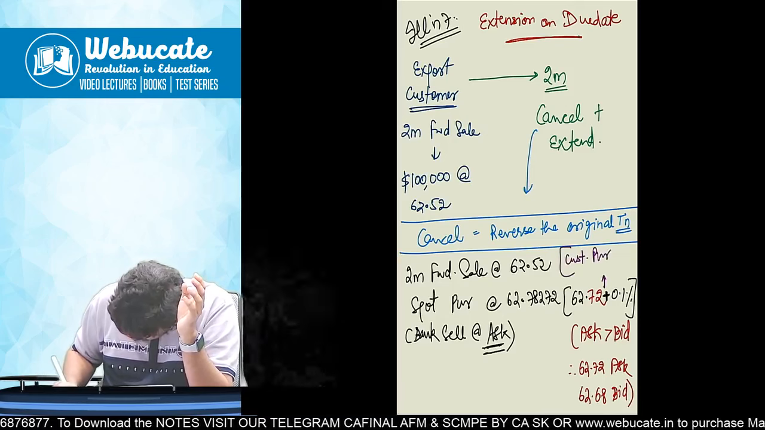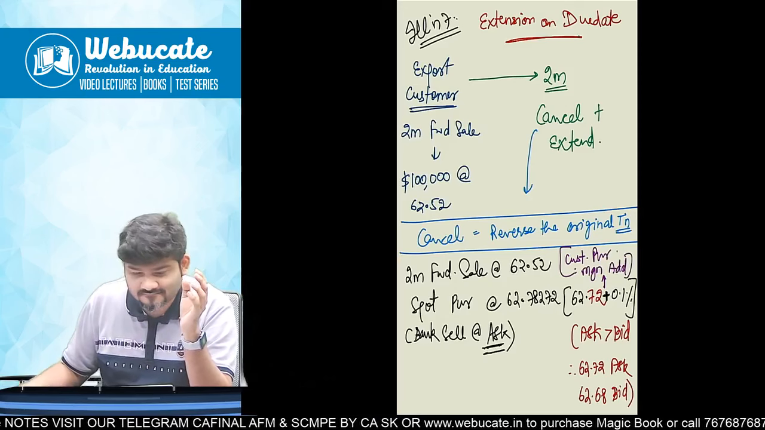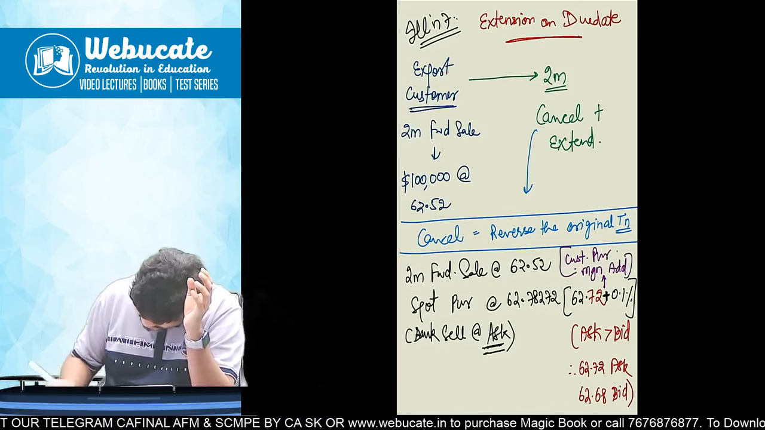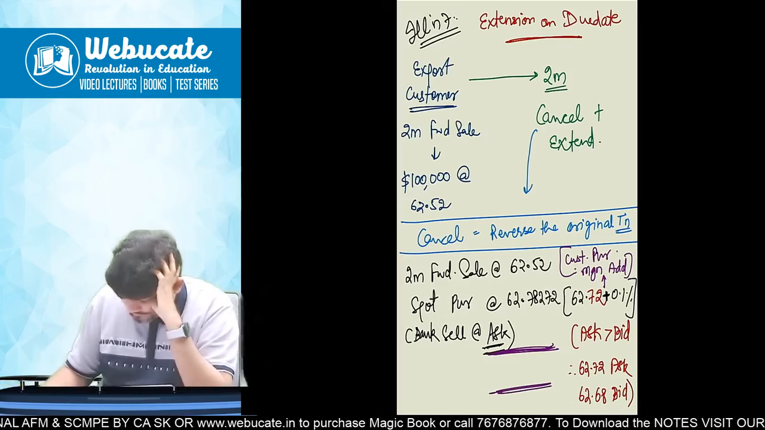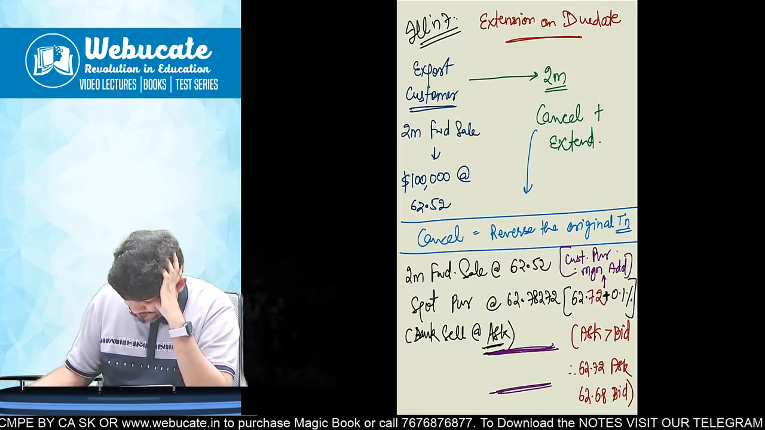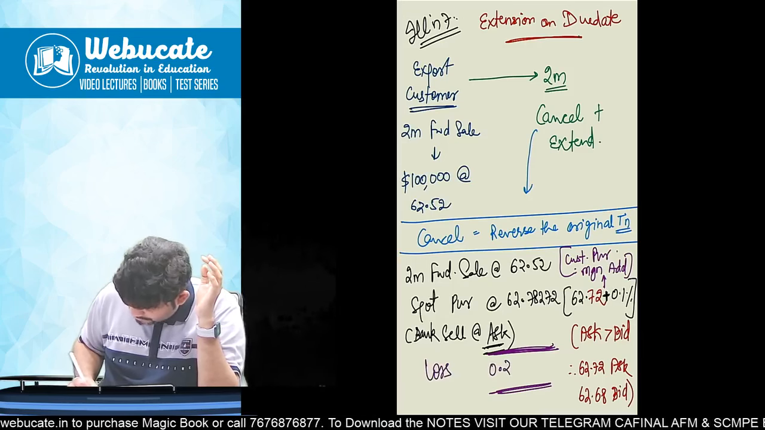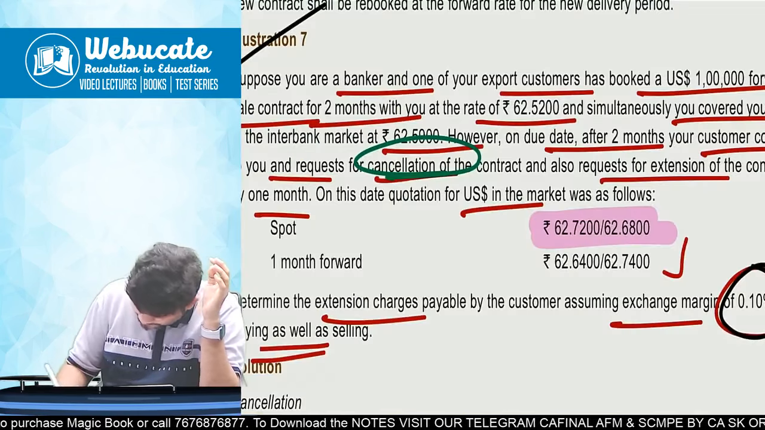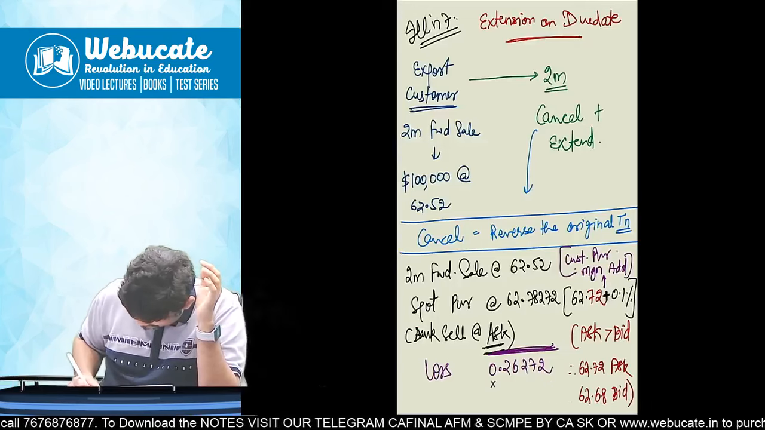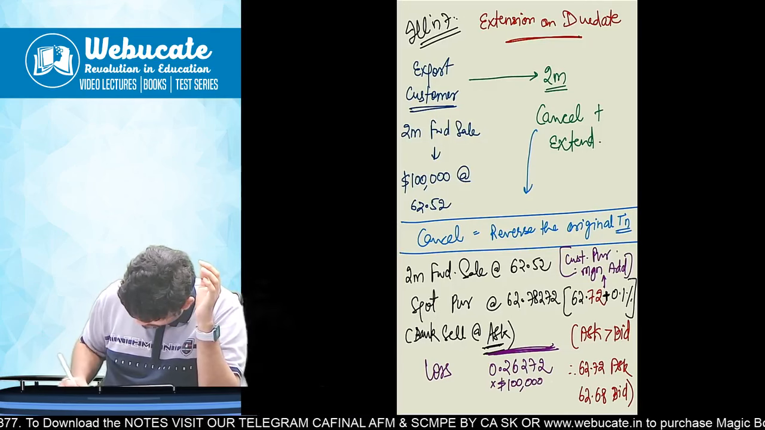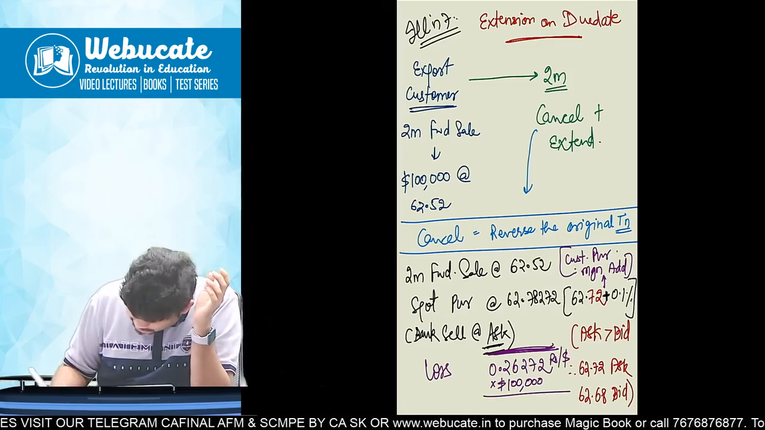So if you want, I'll write that also for you. Customer purchase, margin add. So done. So it will be how much? So this is a loss. Point 26272, multiply by US dollar 1 lakh. So works out to how much? 26,272.